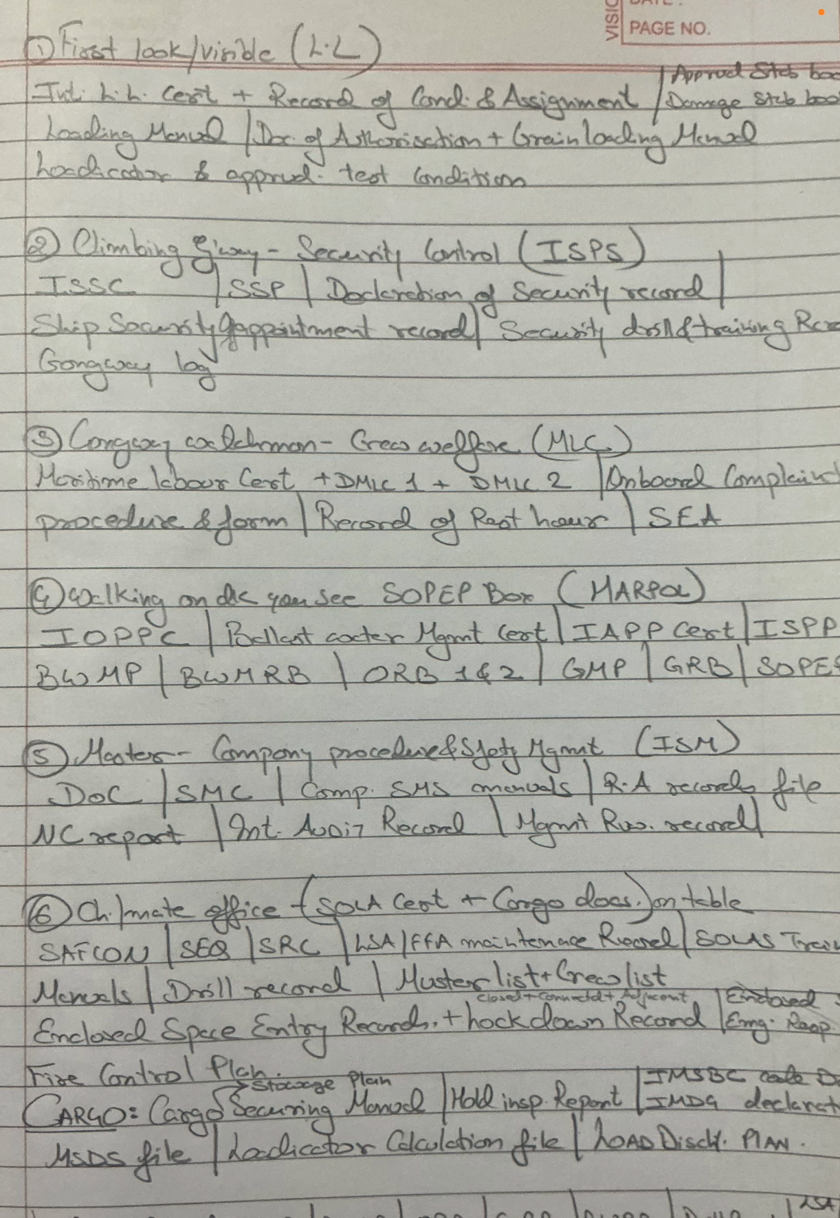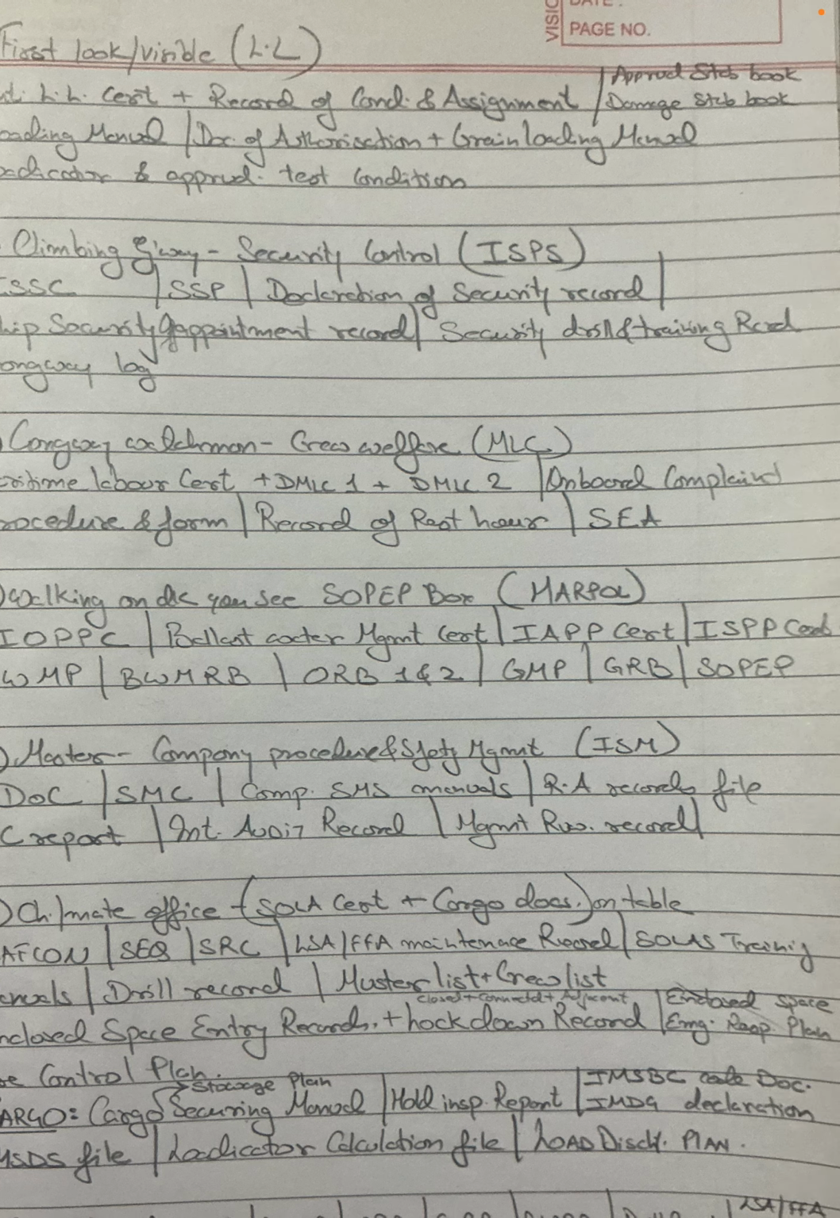Okay, so the SOPEP box we saw. They are related to all the record books, ORB Part 1 and Part 2. Everything is done. Then what remains? Garbage: GMP and GRB, garbage management plan, garbage record book, and your SOPEP inventory, SOPEP manual.